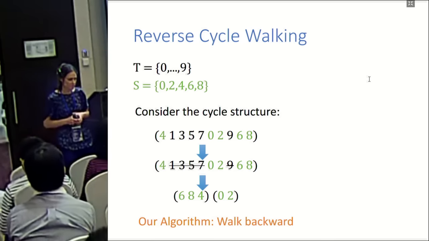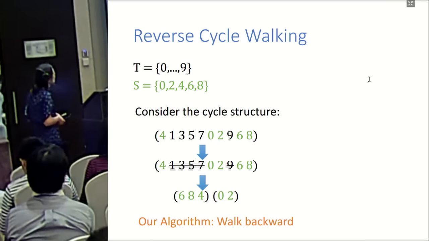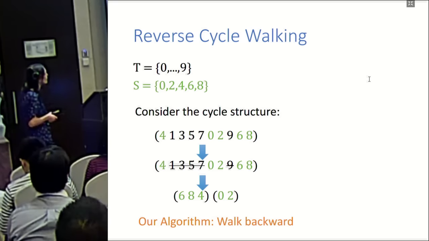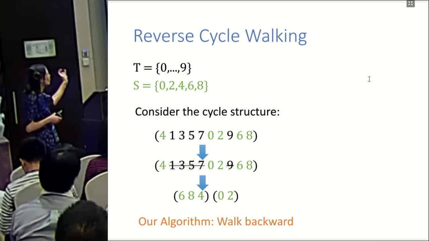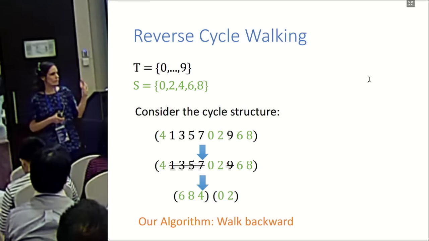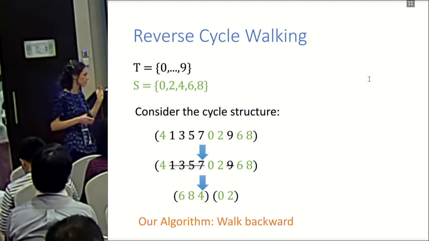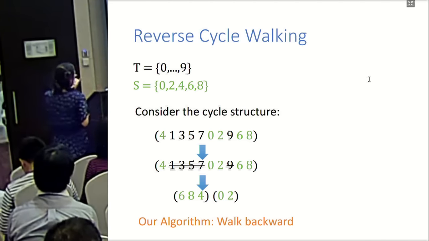And essentially the effect this is going to have on the cycle structure is, again, we're getting rid of all the points that aren't in S, but now we're only looking at contiguous points in S. So this single cycle here in our original permutation is going to get broken up into 2 different cycles, which are the contiguous points in S.